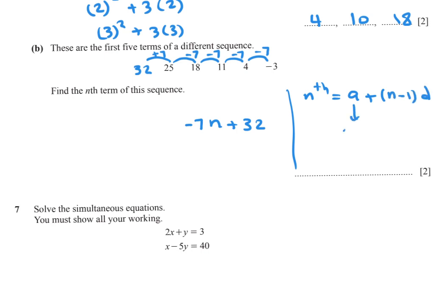A stands for the first term, and d for the common difference, the number you add or subtract every time. So A is 25 and d is negative 7. If you substitute, you get the same answer, which is negative 7n plus 32.